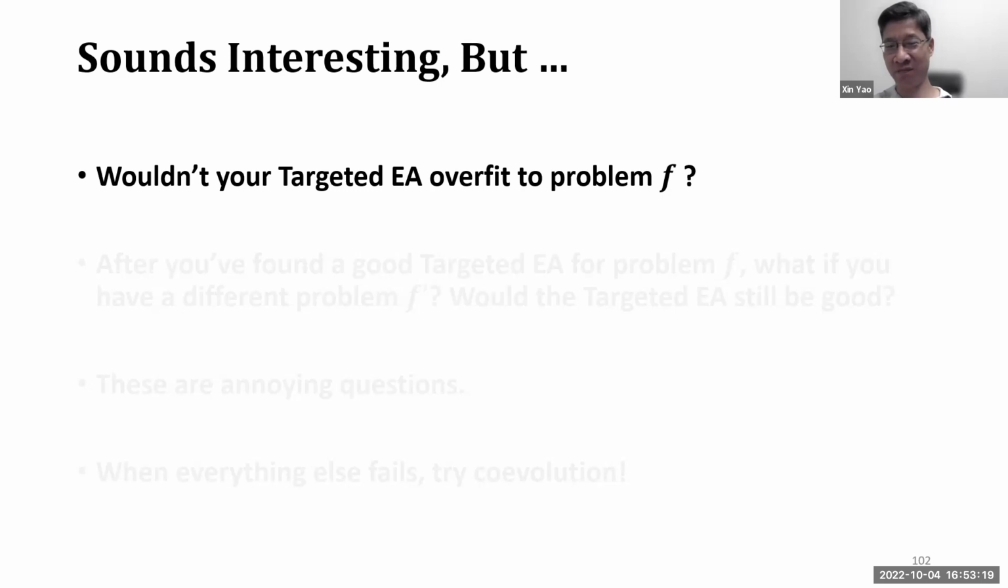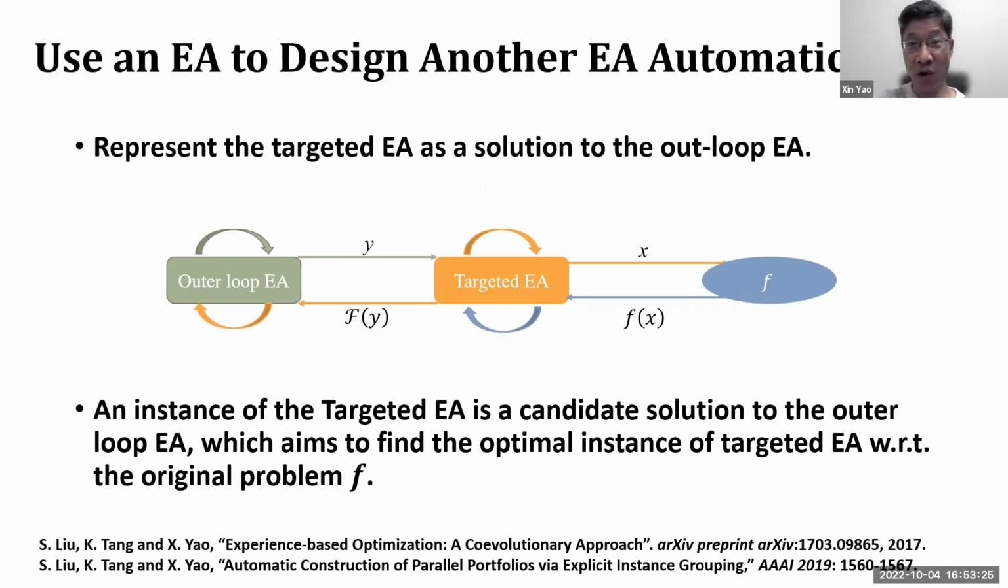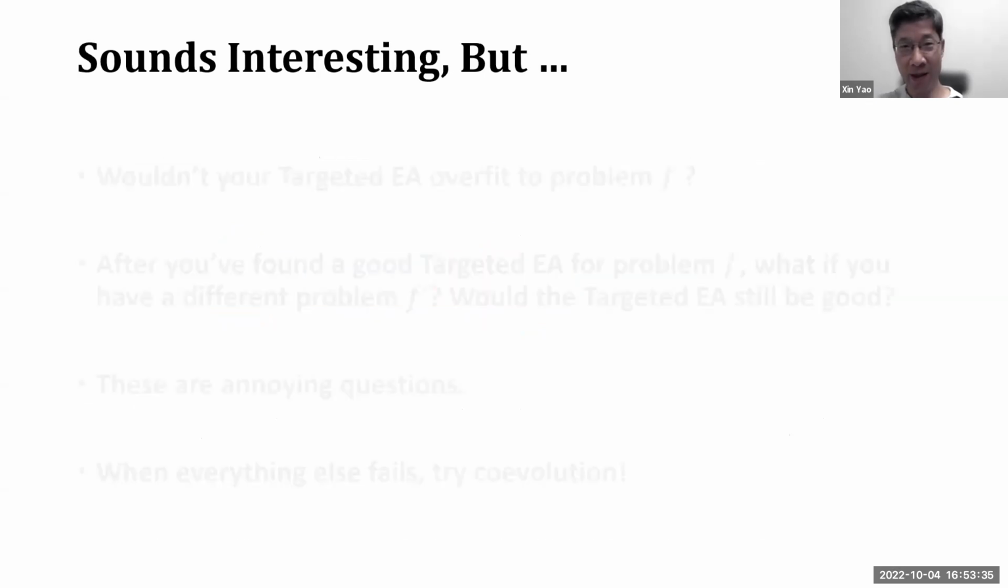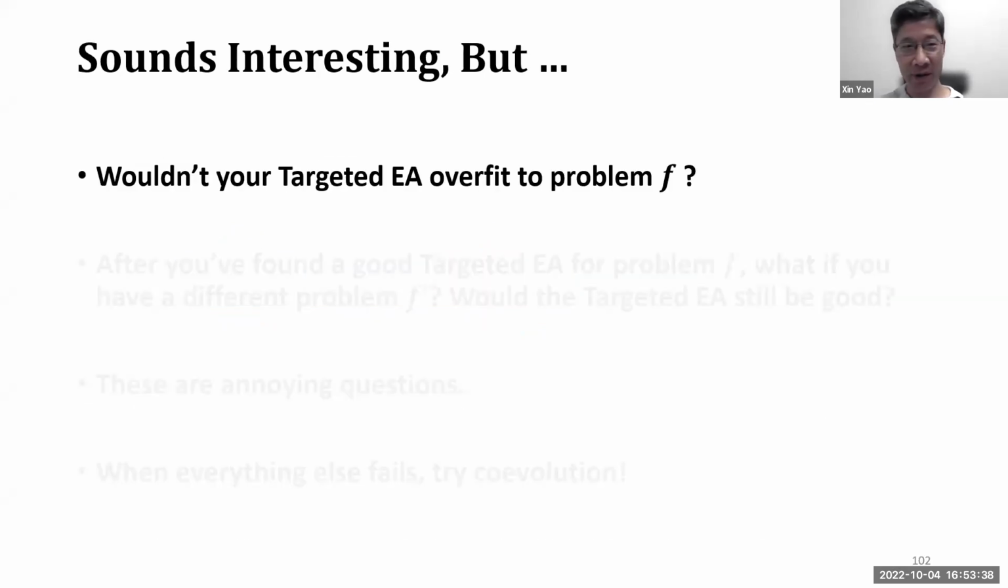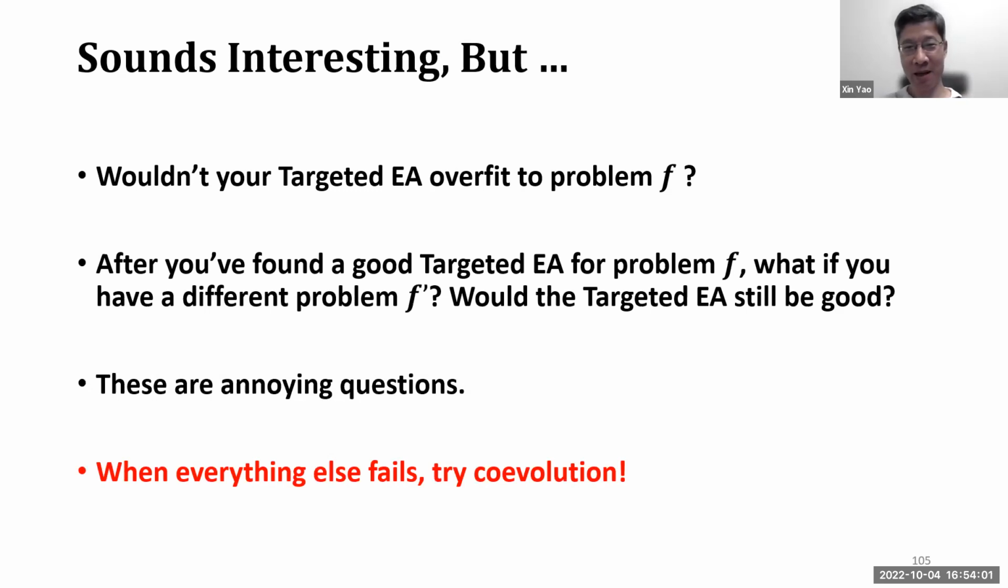Then you probably ask the question, that might not work, because if you use this diagram to design your orange EA, that orange EA can only solve this kind of blue F problem. So it's kind of overfit to problem F. If you find a good algorithm for problem F, what if you have a different problem called F prime? Would this targeted EA still be any good? So this is a little bit analogous to the generalization issue in machine learning, okay? Not exactly the same.